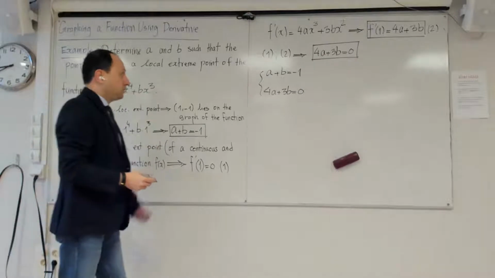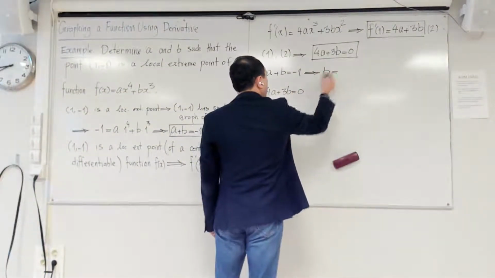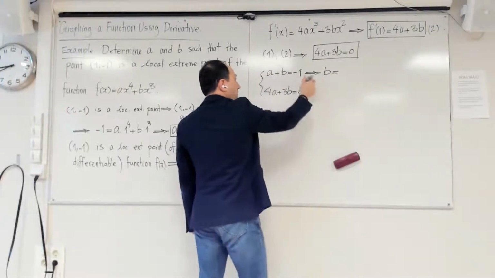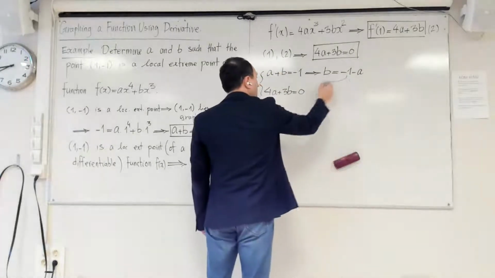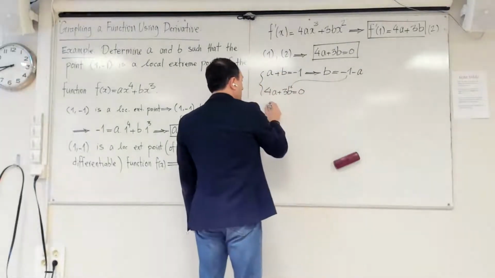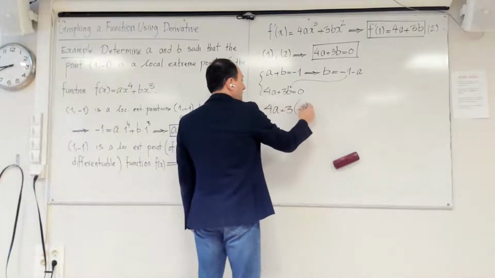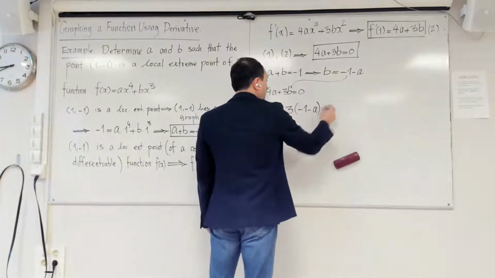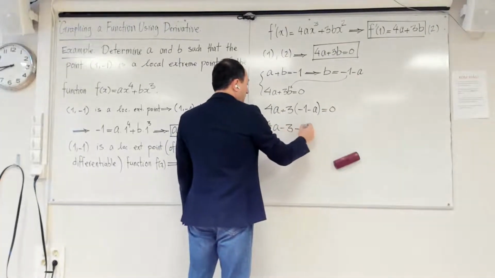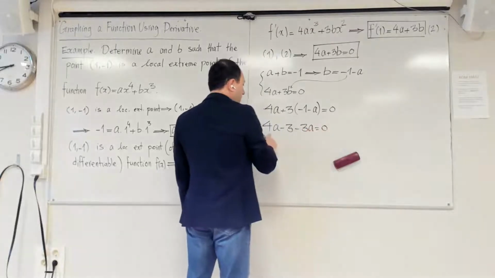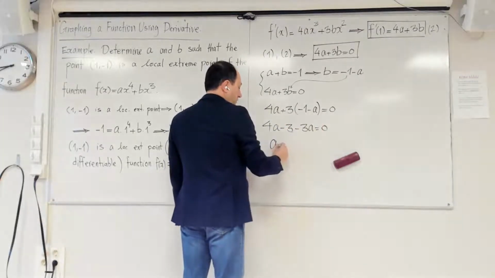It depends how you want to solve the system. Here I prefer to use the elimination method. So I keep b, I move a to the right, and it becomes minus 1 minus a, and then I replace it here. So this will give me 4a plus 3 times b, which is minus 1 minus a, is equal to 0. And I can simply solve this equation. 4a minus 3a is just simply a, and I move this negative 3 to the right-hand side.